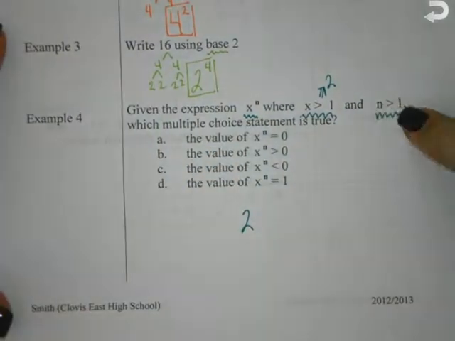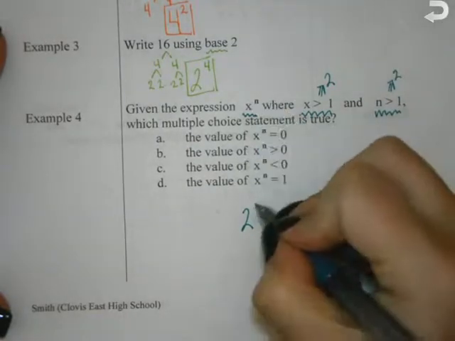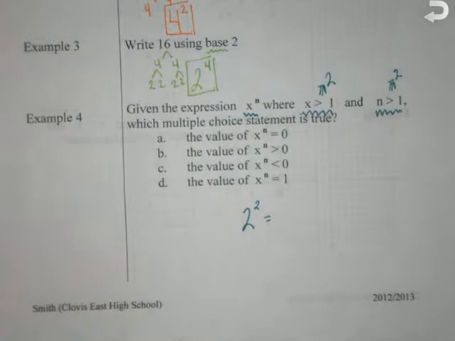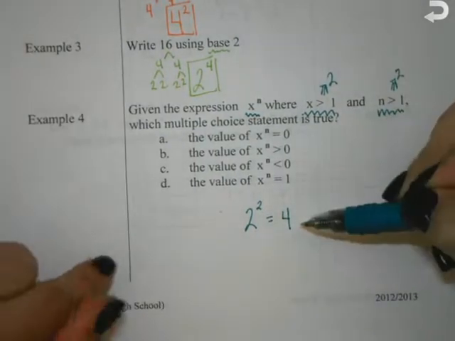What about n? n has to be greater than 1. So can you think of an n that is greater than 1? 2 again. So for n, plug in 2 as well. What is 2 to the 2nd? 4. Okay.